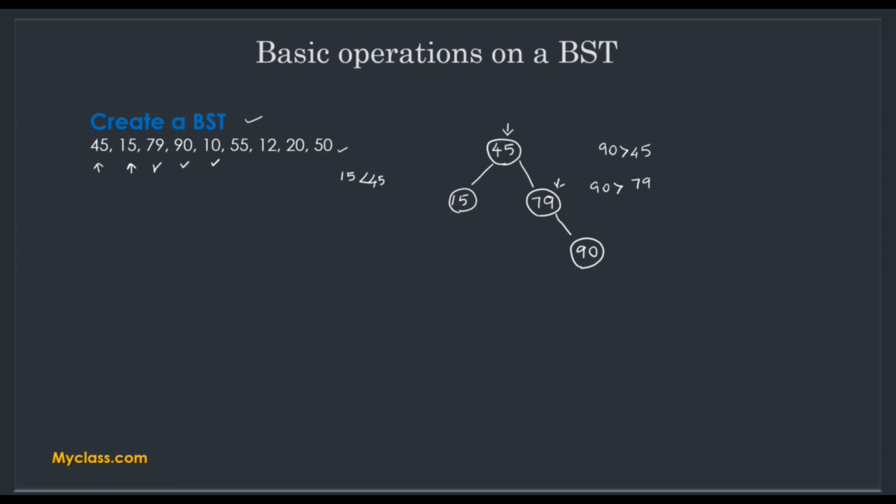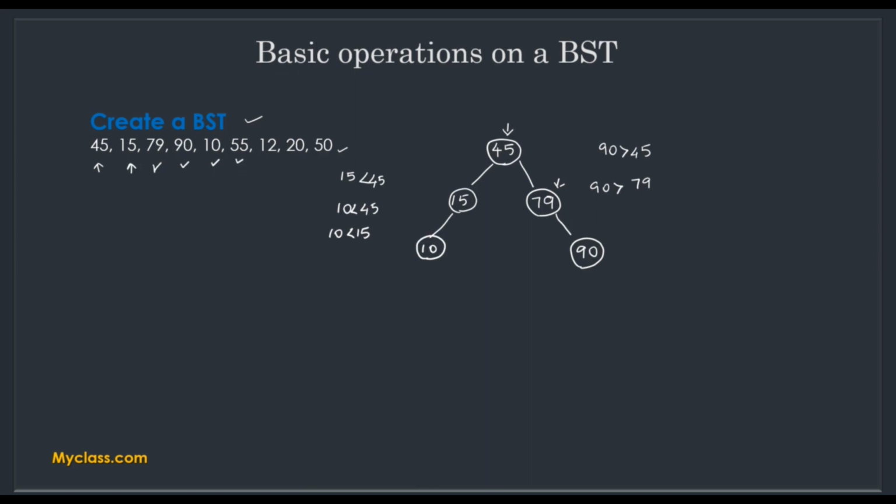Then we are finished with 90. Then 10. Considering the root node, 10 is less than 45, so 10 should be inserted on the left side of this binary tree. Then we compare 10 with 15. 10 is also less than 15. So we consider the left child of 15, but it is null, so we insert 10 as the left child of 15. Okay, so 10 is here.